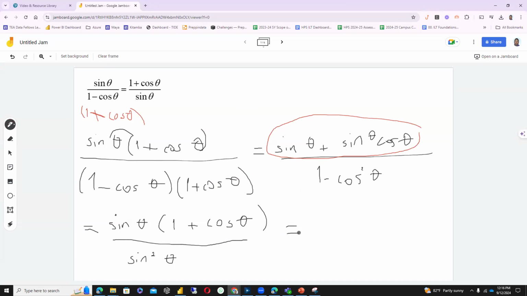So here, these two will cancel out. So we're going to get 1 plus cosine of theta at the numerator. And then 1 power of the sine will be canceling with the top. So we're just going to get the sine of theta here, which is the exact same thing as the right side.